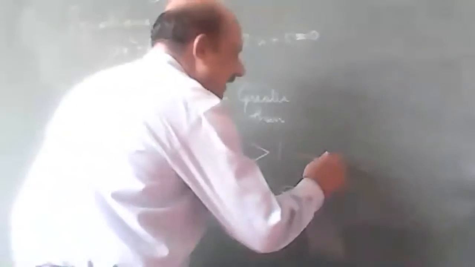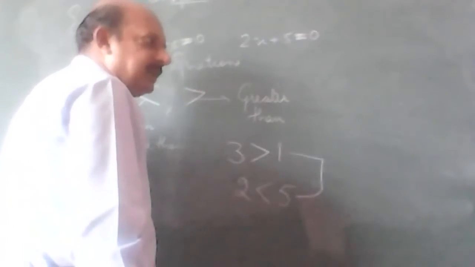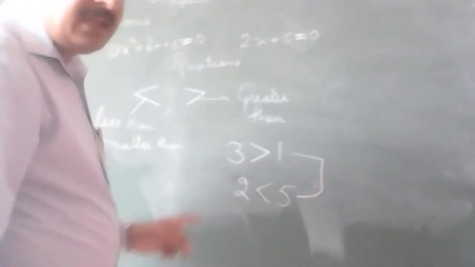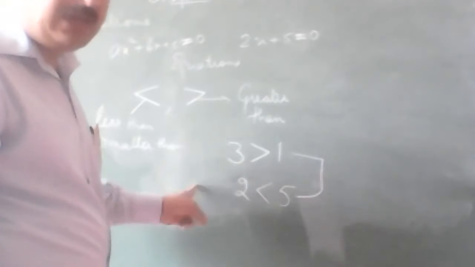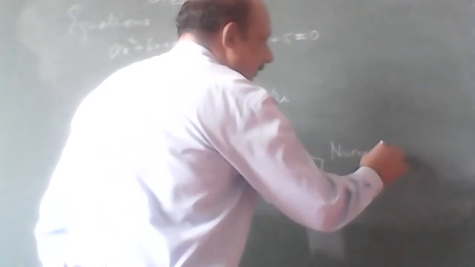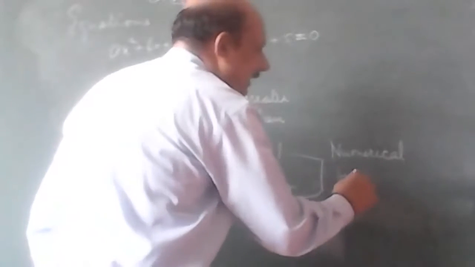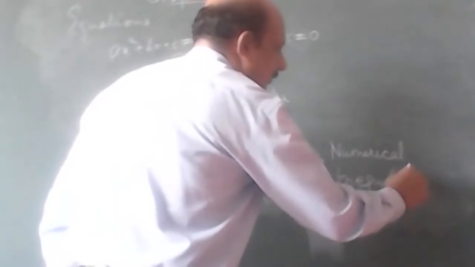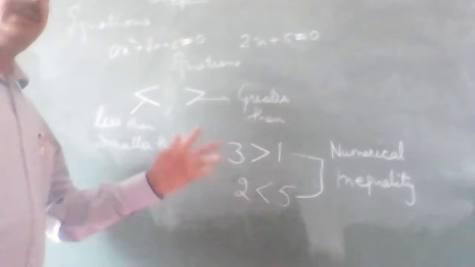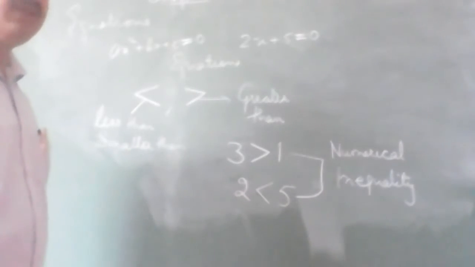2 is smaller than 5. Now, these type of inequalities wherein we have only digits, numbers, they are known as numerical inequality. But this was quite simple. What are we going to do with it? Nothing. This is already given.